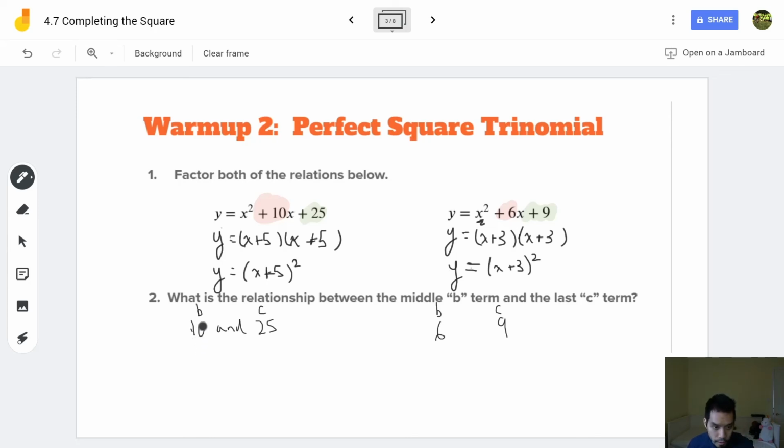To get from B to C, we take the 10, the B value, and half it. You see how 10 divided by 2 is always 5? Then we square it to get the 25. So one way of going from B to C is to half it and square it. Let's see if that works here. Half of 6 is 3, and then we square it to get the final term, 9. So the relationship between B and C is that C is always going to be half of B, squared.